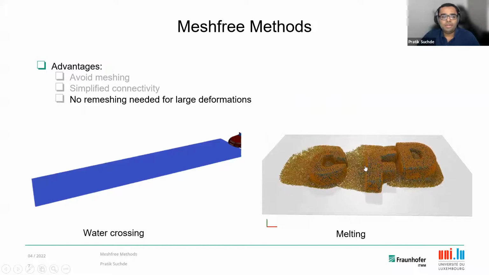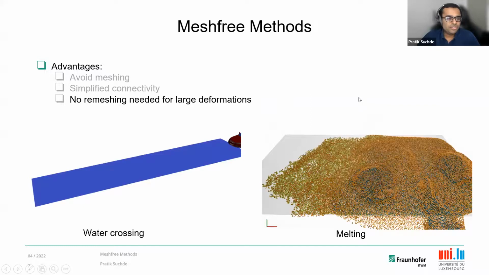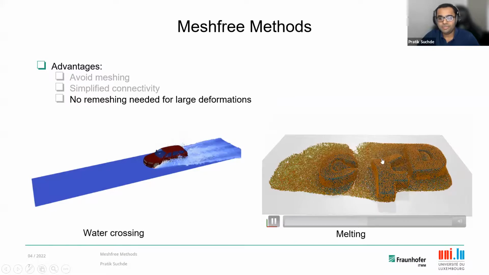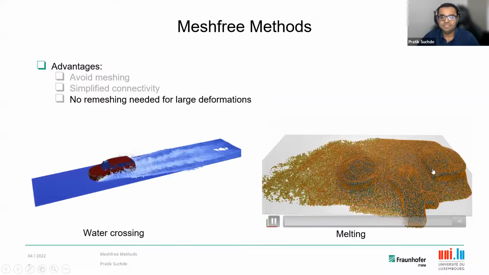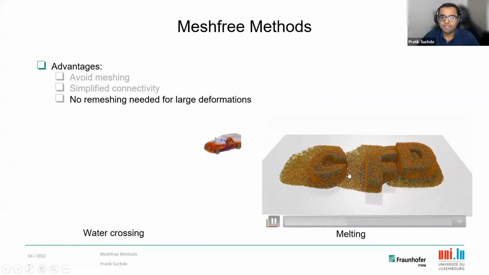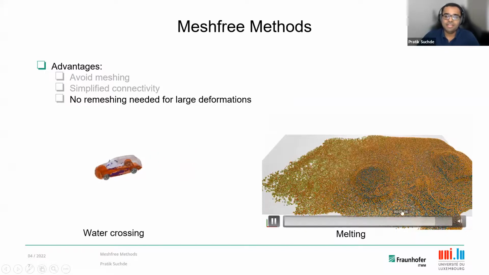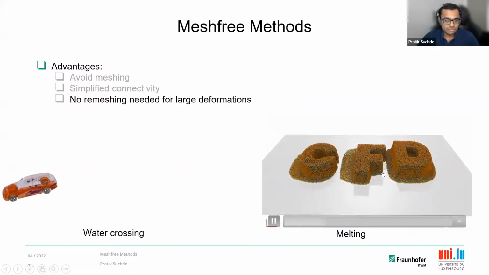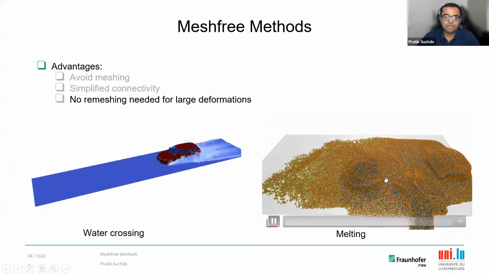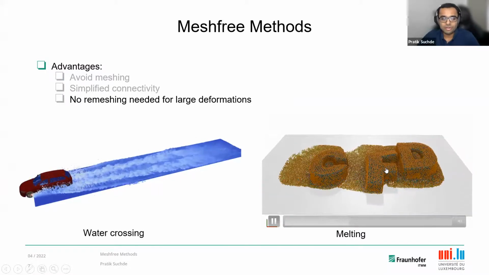Now, a third advantage is the ease of representing simulations with large deformations. On the right, you see a case where you've put a dummy domain with the CFD letters and you heat it from the bottom and it starts melting. If you were to do this with a mesh, you would need to extensively remesh the entire domain to capture the changes in the geometry accurately, which is much simpler in a mesh-free method. I will go into more detail about remeshing later on in this talk.